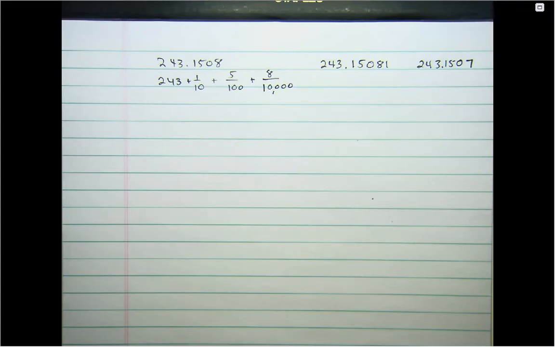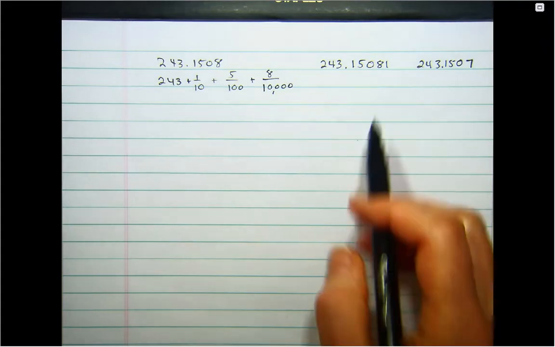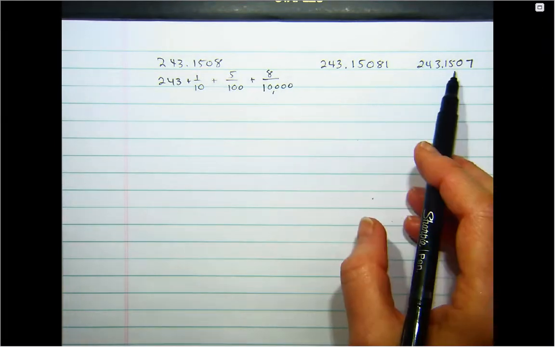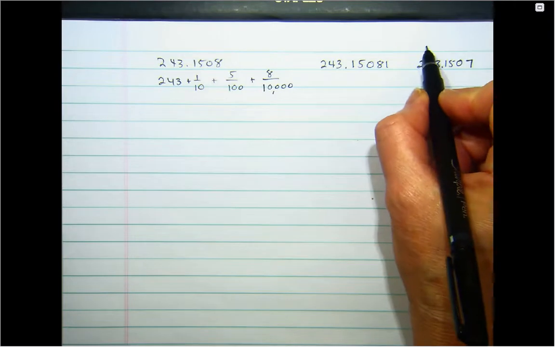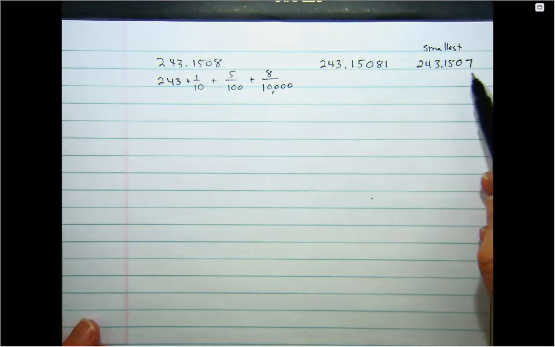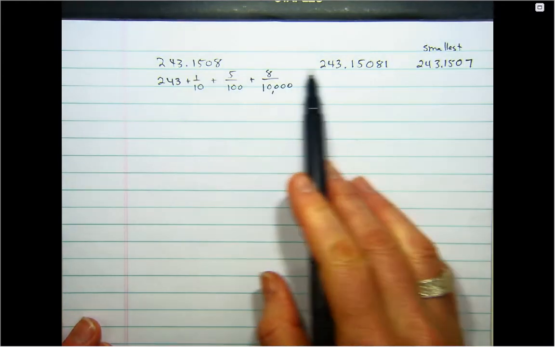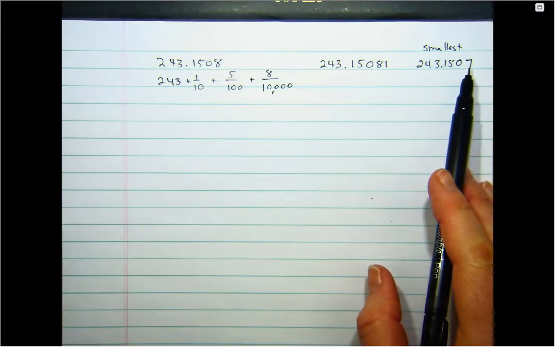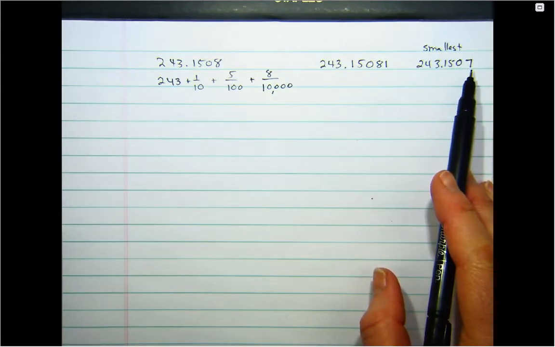Anybody? Yes. The second one. Second one? 243.1507. Oh, this one. Okay. Yep. This is smaller. That's good because you got to the 4th decimal place, and the numbers were all the same. All 3 numbers are the same up till the 0. But then when you come to the 4th decimal place, it's a 7. Okay. So this is the smallest.